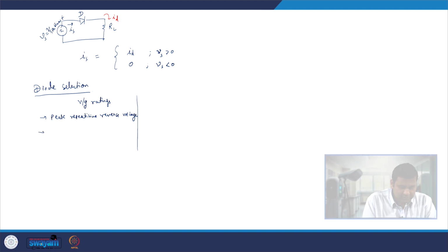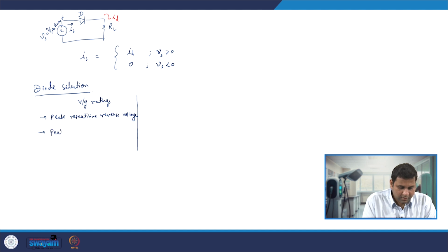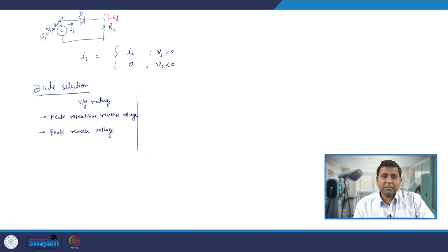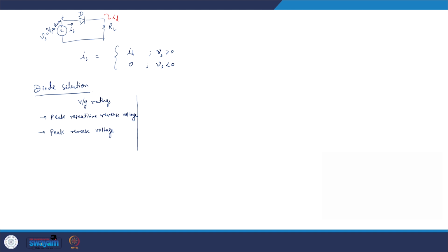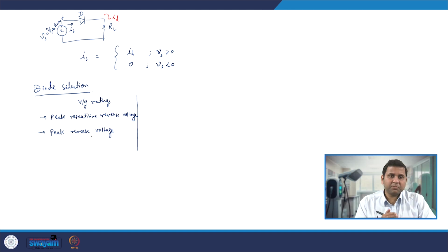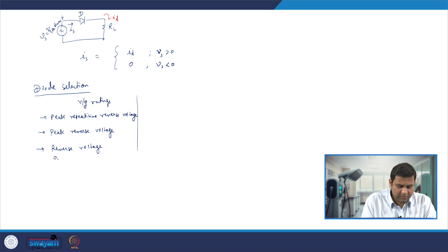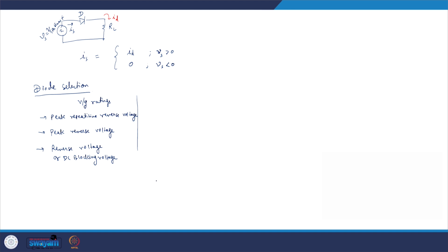And along with that you also have peak reverse voltage. Sometimes in the data sheet it is given. The peak reverse voltage tells what is the maximum voltage it can block when it is reverse biased. It is the one time, how much maximum peak voltage it can withstand. And then you have another rating which is defined as the reverse voltage, or it is also called the DC blocking voltage, which indicates what is the maximum DC voltage it can block.